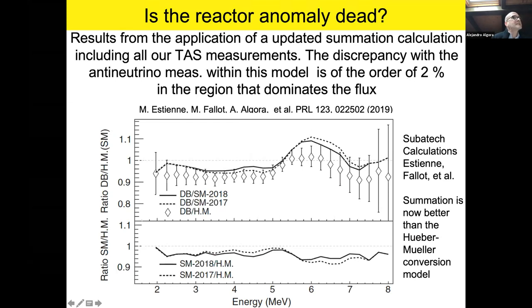You see that there is a larger disagreement here, but the most relevant part for the neutrino flux is in this energy range. And you see that this summation calculation is now doing better than the Huber-Mueller conversion model, which was considered the standard of the field. And you see here actually the discrepancy of the order of 6% that was considered the reactor anomaly. So the question that immediately arises is whether this is still a living anomaly or not.